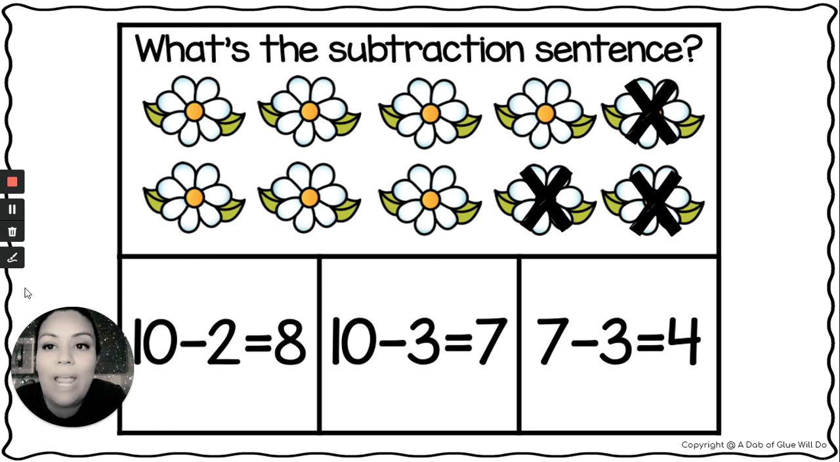What's the subtraction sentence? Let's count how many daisies we have. I see that we have 5 on top and 5 on the bottom. Like the 5 group way, we have 10 flowers, or 10 daisies, and 3 of them are crossed out. I wonder what happened to those 3 daisies. What's 10 minus 3?